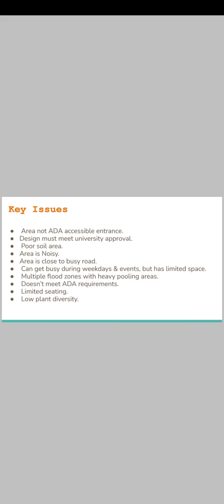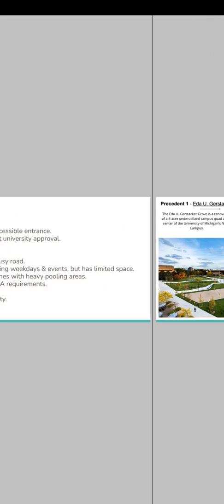Some key issues I found to be really prevalent in the area are poor soil, it's a noisy area, it's extremely close to a busy road, and there's no seating. The area itself is pretty much non-existent in terms of use, but it is in such a space that it needs to be used in a more vital way that can be very helpful to everyone involved.